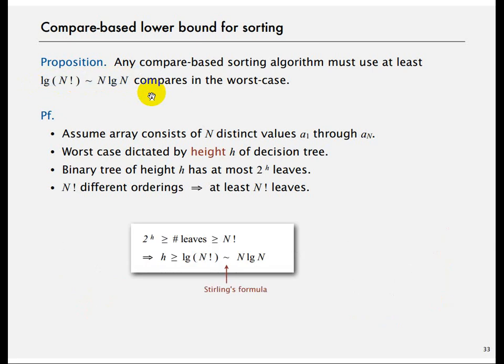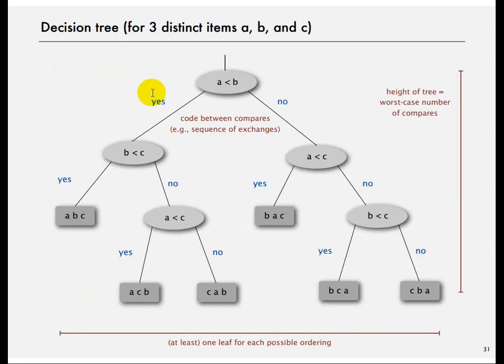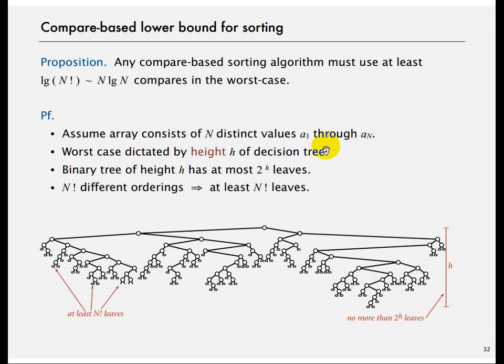And that's the idea. Okay, so I hope everybody got it. Once again, to repeat myself, n factorial is the number of leaves, which basically means these are the possible sorting combinations that can occur, and the height of the tree is the worst case number of compares. Okay, so that's the important point.